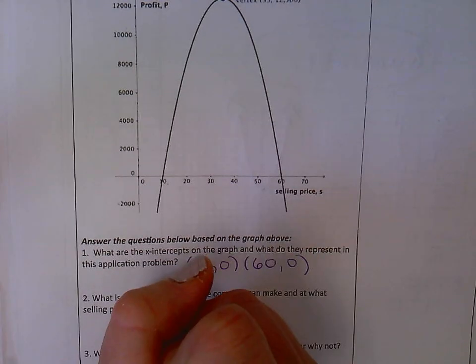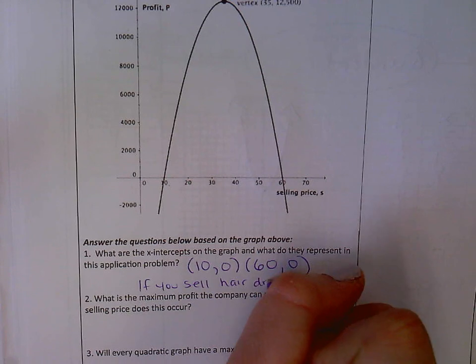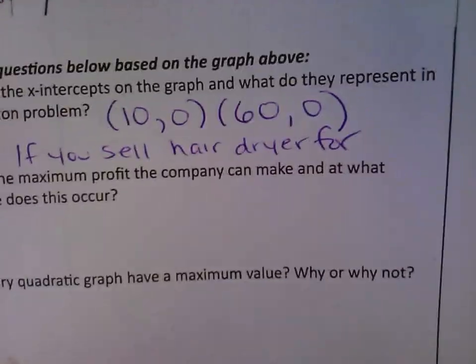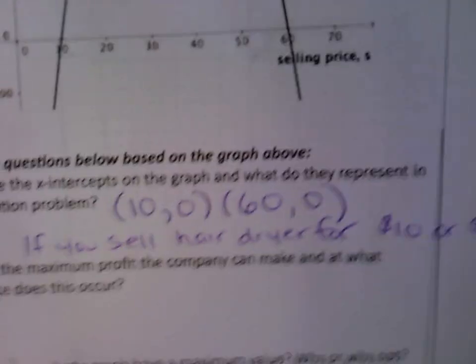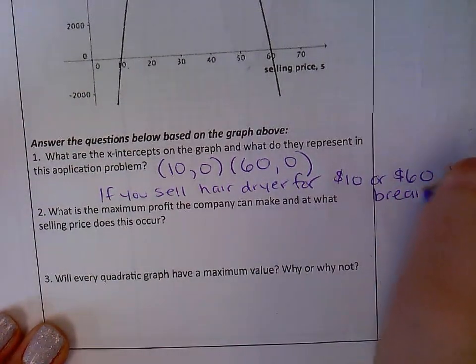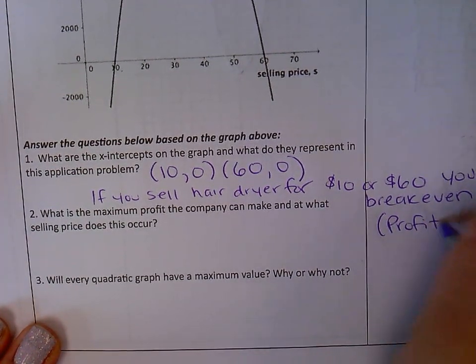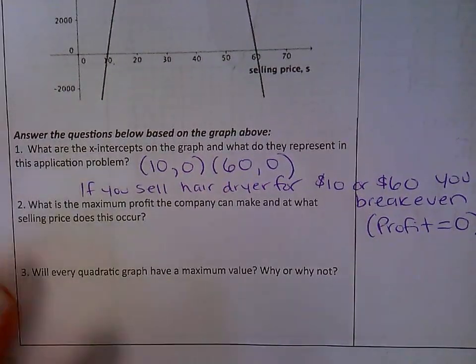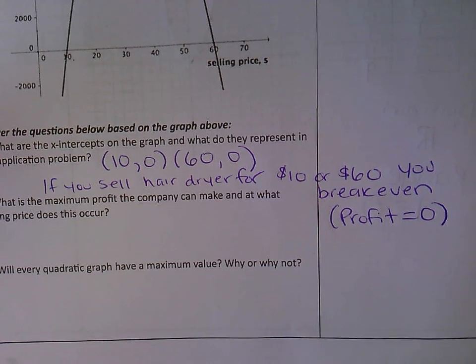So if you sell the hair dryer for, here I'll zoom in, if you sell the hair dryer for 10 or 60, you break even. And you can say profit equals $0. If you own a business, you really don't want to just break even. You won't be providing for your family if you just break even, right? There's no money left for you.